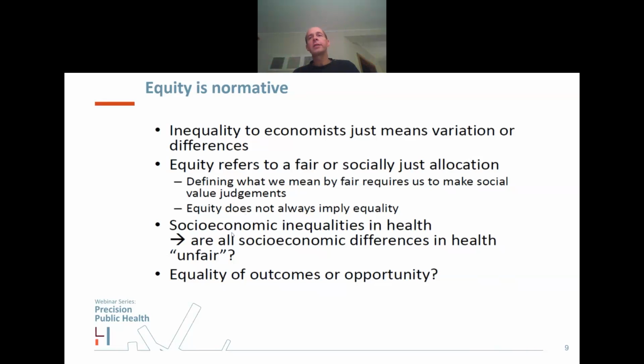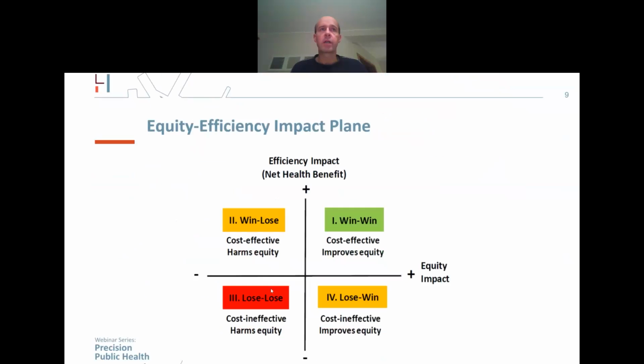So for simplicity here, we think of inequality as socioeconomic inequalities in health, variations in health by socioeconomic indicators. But you could legitimately raise the question whether all socioeconomic differences in health are really unfair. And then there are other notions of equity which could be brought to bear here, but we're not touching on that. For instance, the important and useful concepts of equality of opportunity and equality of outcomes. That's for the discussion potentially.